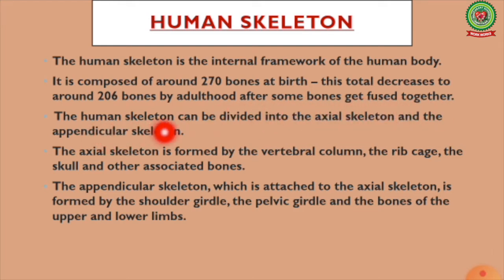The human skeleton can be divided into the axial skeleton and the appendicular skeleton. Axial skeleton is formed by the vertebral column, the rib cage, the skull, and other associated bones. The appendicular skeleton, which is attached to the axial skeleton, is formed by the shoulder girdle, the pelvic girdle, and the bones of the upper and lower limbs.